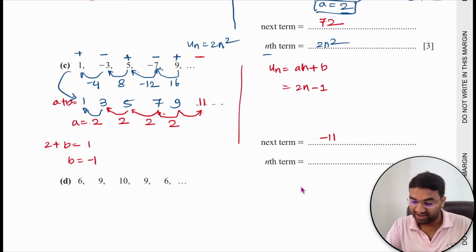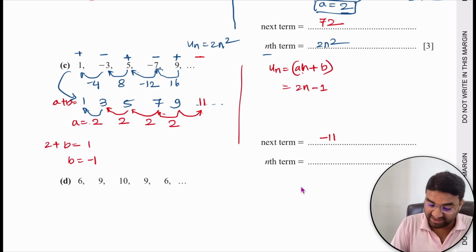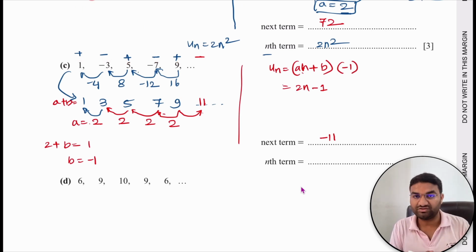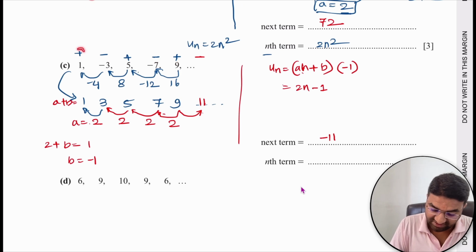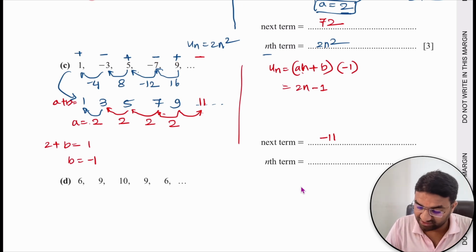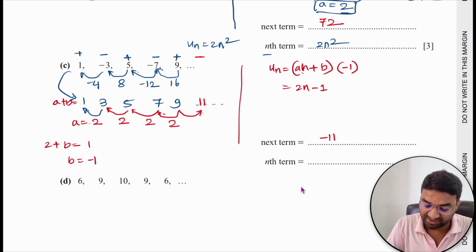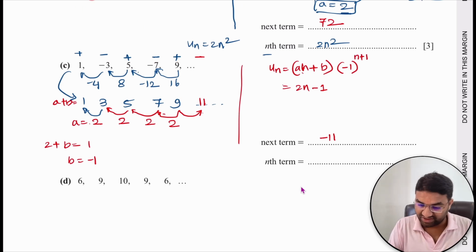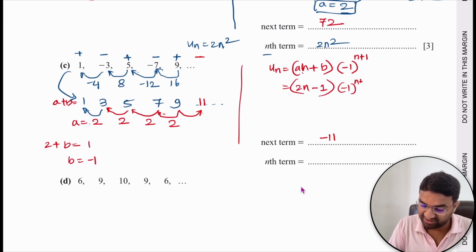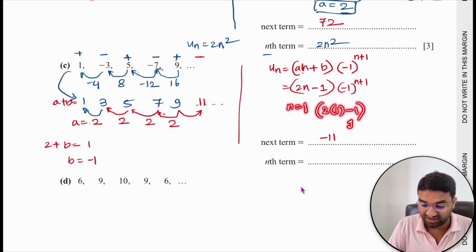This is the un term. Now this is not the end. Here we have alternately positive and negative signs. For that you have to take negative 1 raised to something. The first sign is positive, isn't it? So when you substitute n is equal to 1, it must be 1. So it's negative 1 raised to n plus 1. You will get that when you substitute n is equal to 1. So if you substitute, let's say, n is equal to 1, 2 times 1 minus 1, that is 1, right?